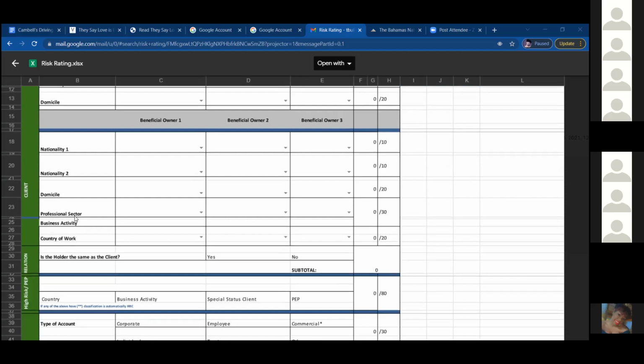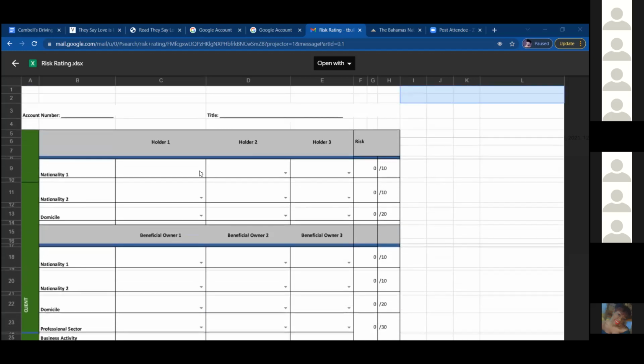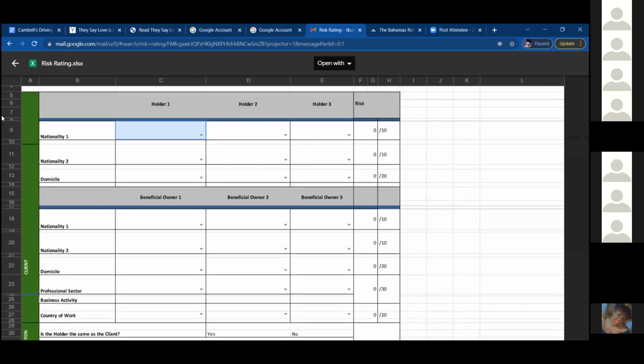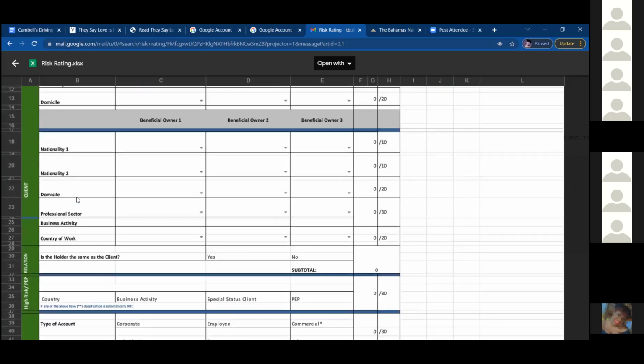Professional sector. There's a source out there, the BSMA, that risk rates various professional sectors. And so that's a methodology. That's where I get this information from. The country of work, again, from the Basel Committee or from Transparency International. So, okay, this one isn't allowing me to select. But normally, like I said, for the most part, these are the normal categories.